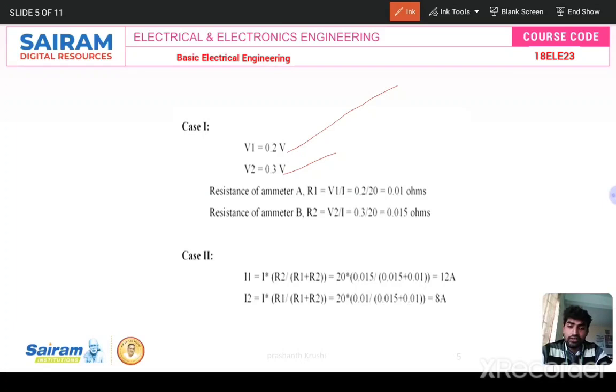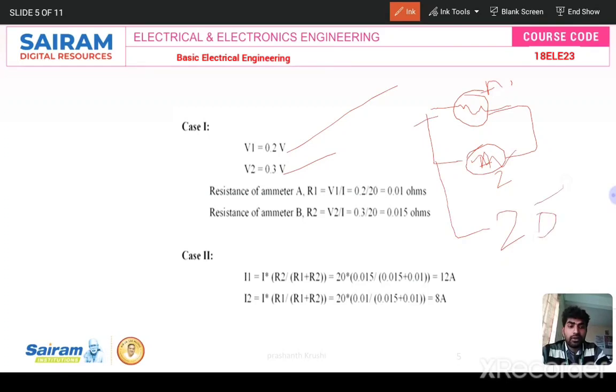Now case 2: both the ammeters, I'll take this one as ammeter 1, this one as ammeter 2, having resistance. So the total voltage is 20, they have given, either it may be a series connection or parallel connection, right. So how do you calculate I1? I1 is equal to, directly you can calculate, 20 divided by R1, which is 0.01. Directly you will get the answer, 12 amps.